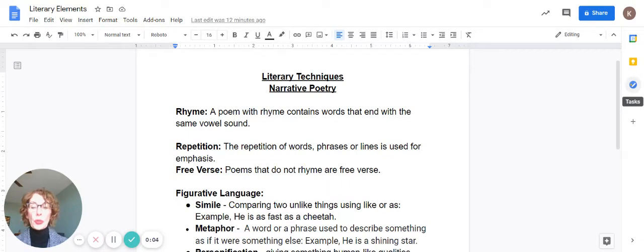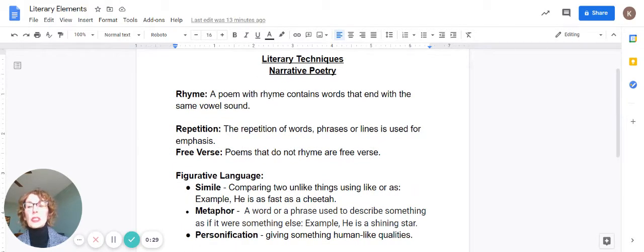Welcome to Unit 2, Week 4, Lesson 4 of Wonders. Today you will be working on identifying examples of literary techniques used in 3 narrative poems, and then you will be applying these techniques as you write your own narrative poem. Before we go any further, let's just take a look at what is meant by literary techniques in narrative poems.